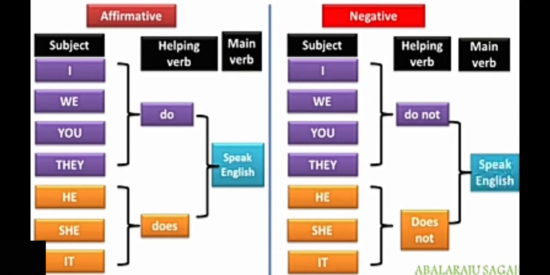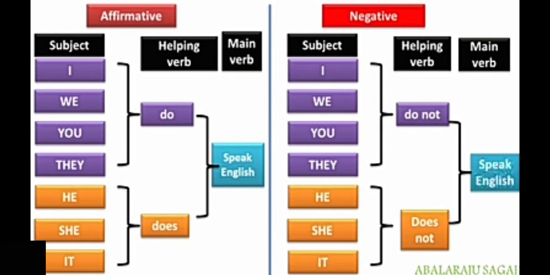Negative sentences. The pronouns and subjects are the same: I, we, you, they, he, she, it. What we change here is the helping verb, and the negative word not is used. Do not and does not. The main verb is the same: speak English. I do not speak English. We do not speak English. You do not speak English. They do not speak English.